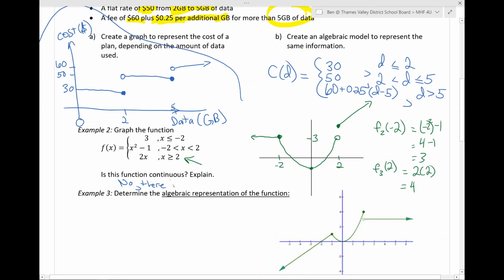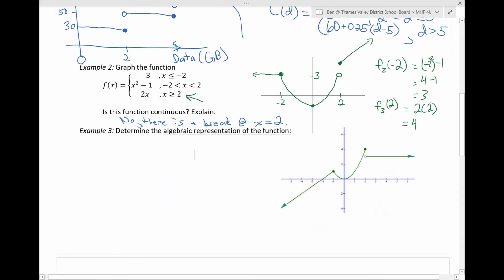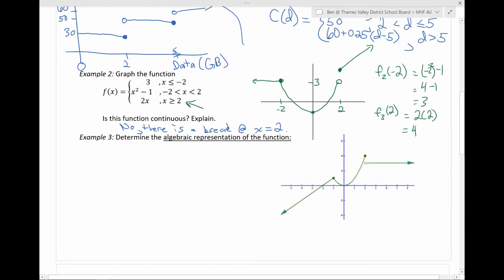Explain, our explanation is there is a break at x equals 2. Fantastic. So we've described its location. We've described what's going on. Fantastic. Now we can push that forward even more, and we can try and determine from a graph here an algebraic representation. So this will be the last example we go over here.